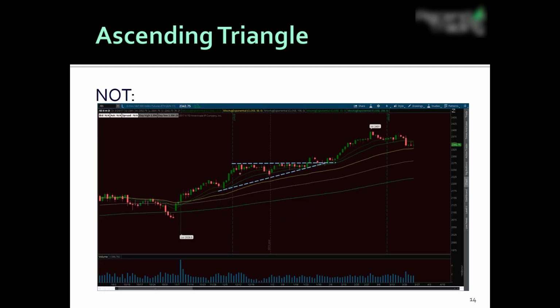This one is not an ascending triangle. As you can see, there's too much space in between here.